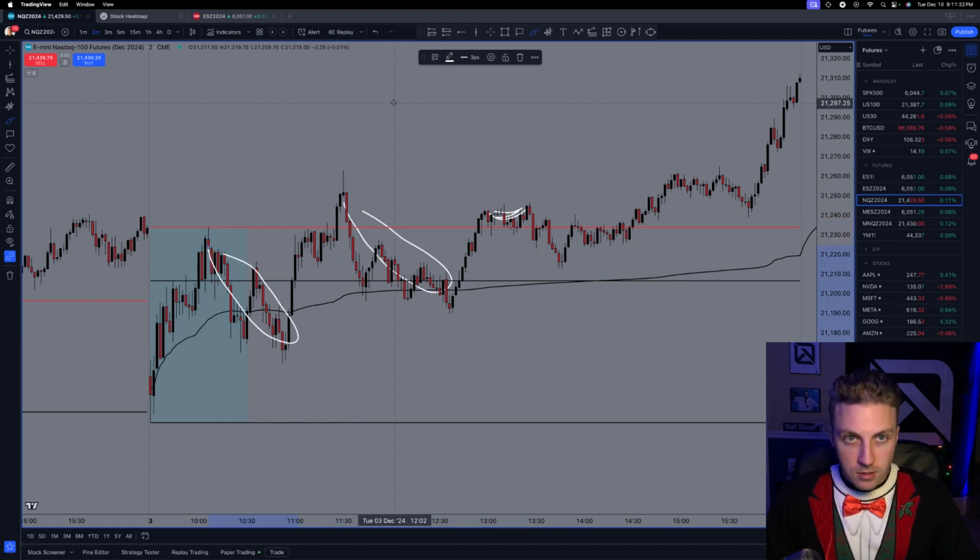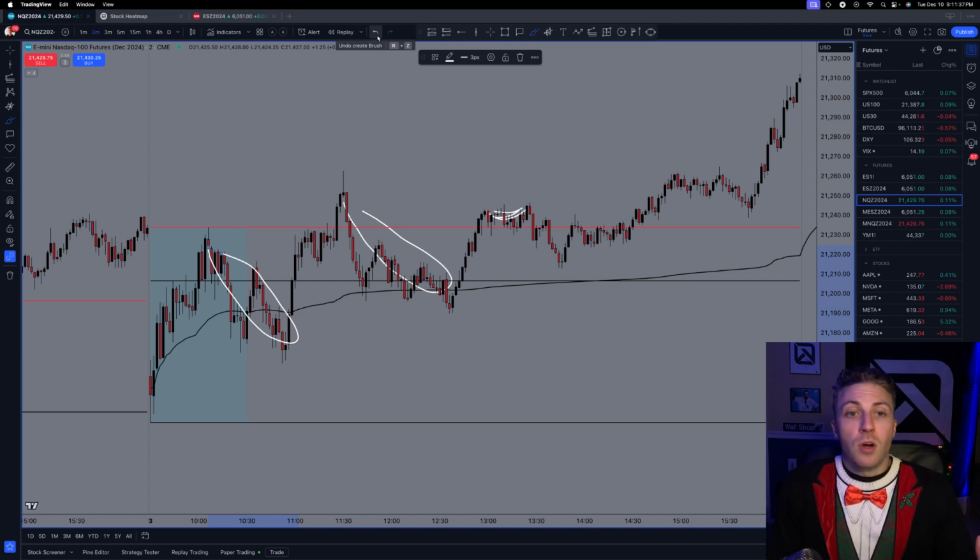This is a pullback. Nice. Buyers are taking a break. We're returning to a nice lower price. It's giving me a lower price. I don't want to have to buy it up here. I'd rather buy it down here.